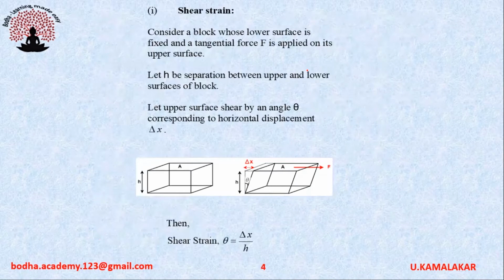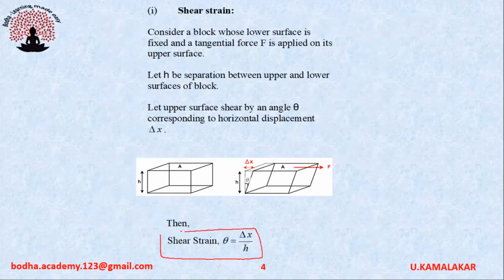Shear strain. Consider a block whose lower surface is fixed and a tangential force F is applied on its upper surface. Let H be separation between upper and lower surfaces of the block. Let upper surface shear by an angle theta corresponding to horizontal displacement delta x. Then shear strain theta is equal to delta x by h.